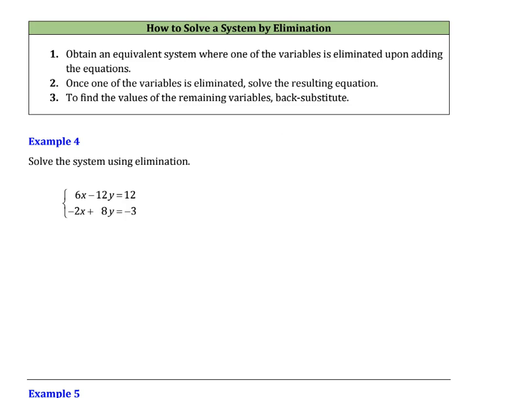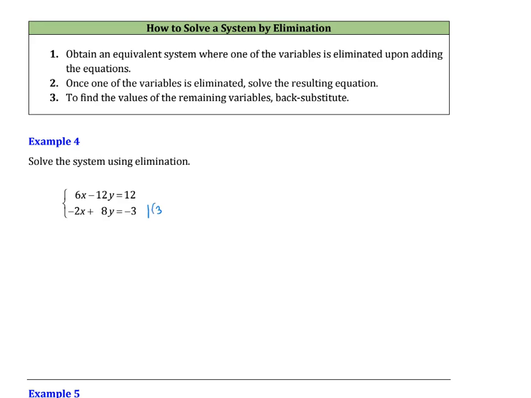So the goal in solving by elimination is to eliminate one of the variables at a time, at least. So in this situation, if we try to eliminate one of the variables, what can we do? We can easily eliminate the x's. We could try to eliminate the y's, but let's go ahead and obtain equal but opposite coefficients for the x's. So to do that, we can multiply both sides of our second equation by 3.